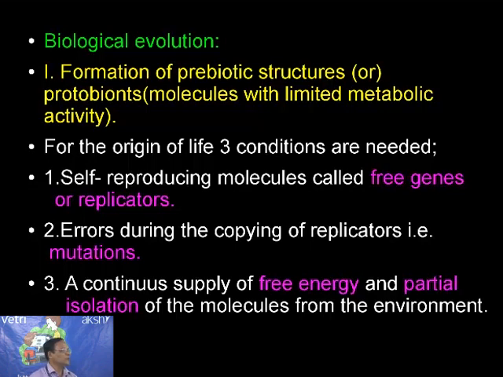So the three components for any biological evolution are the replicators, or we can say the free genes; then some sort of changes, which we call errors, nothing but the mutation during the course of time in the genetic material caused by various factors like temperature; and a continuous supply of energy for the formation of molecules. And once the molecules or the aggregates are formed in the marine water environment, they should be isolated from that environment by partial methods.